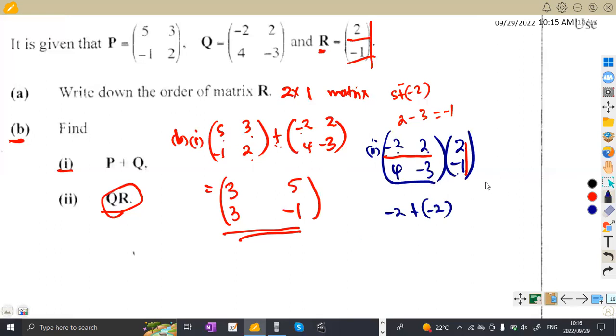Then this row versus the other column, that column that we had before. So it's 4 by 2, which is 8, plus negative 3 and negative 1 is a positive 3. So that means you can combine your terms, plus and minus, that's a minus. So you're going to have minus 2, which is negative 4. 8 plus 3, which is 11. So this is going to give us minus 4, 11.